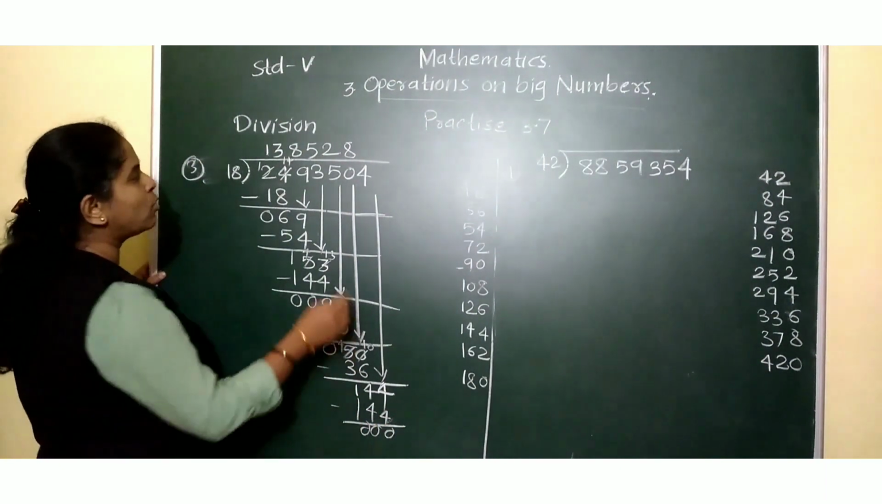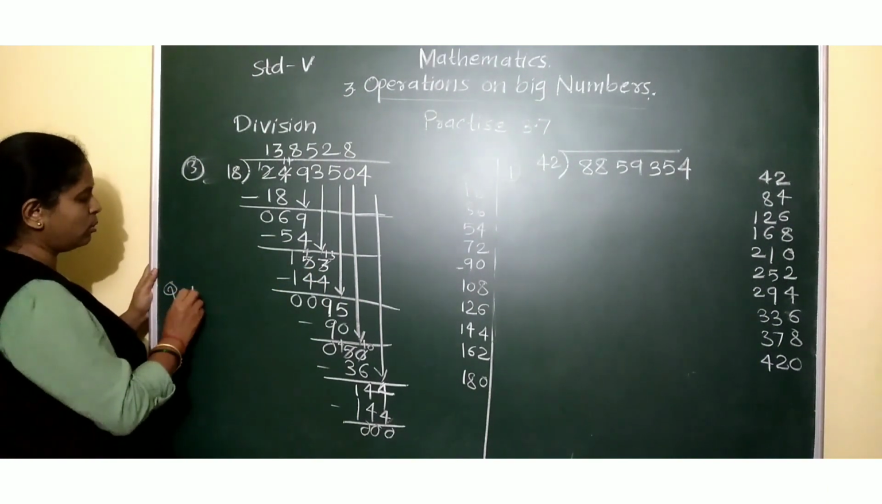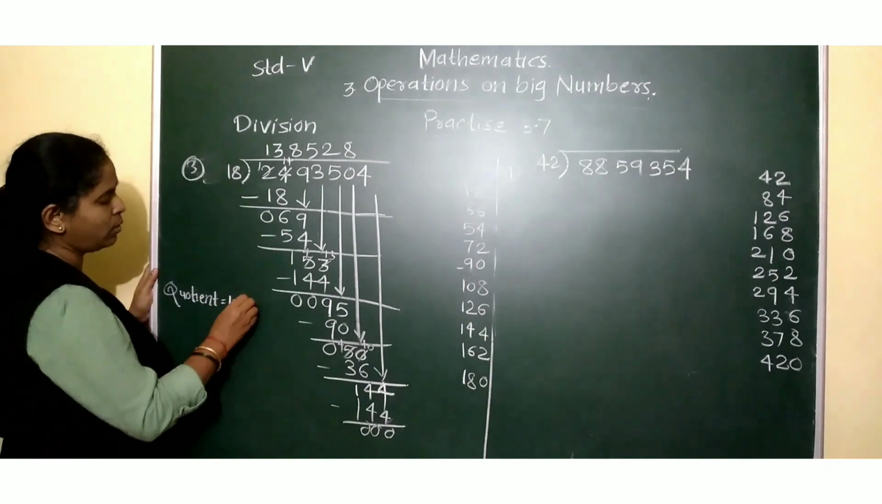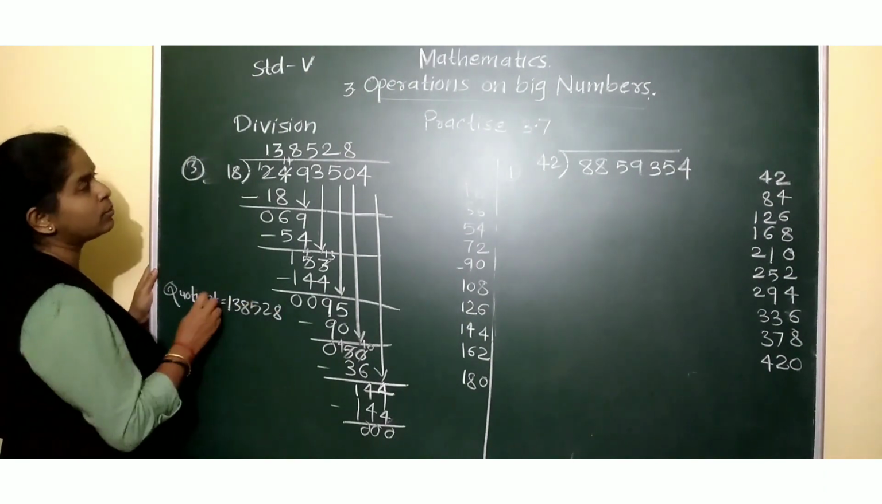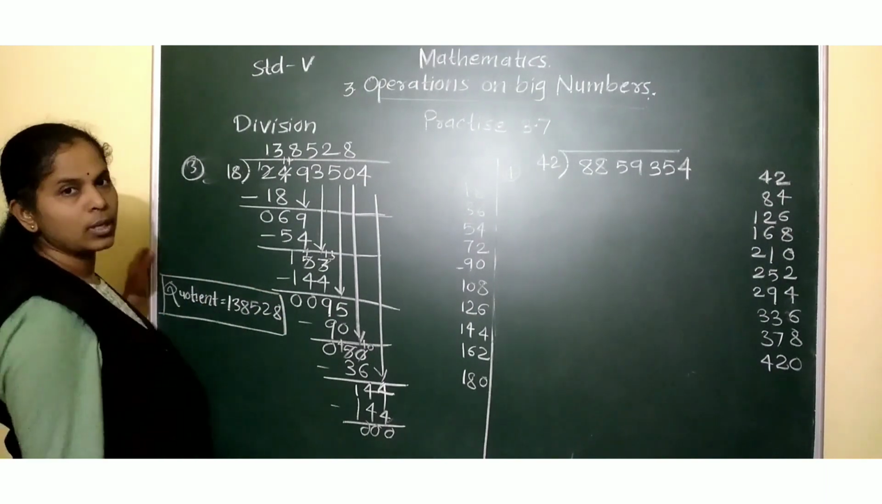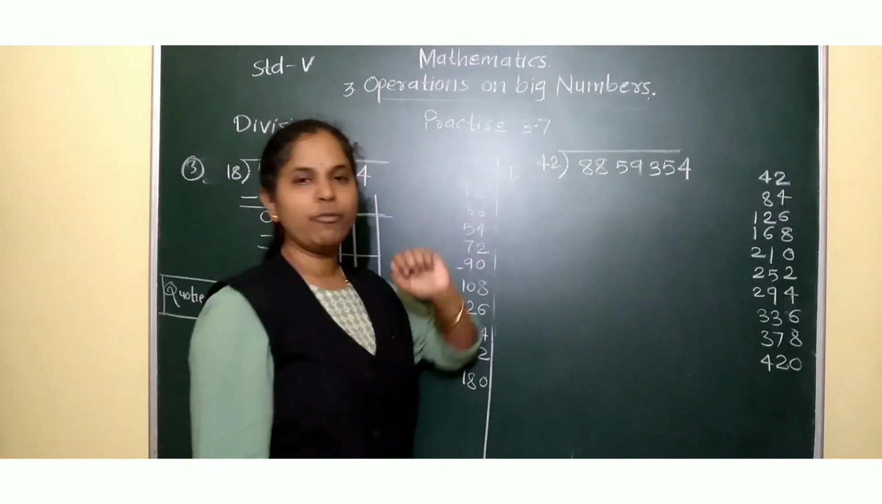Okay. Now what is the quotient? The quotient is equal to 138,528. Okay. This is the answer. Now next, in the fourth question, I will divide it by 42.